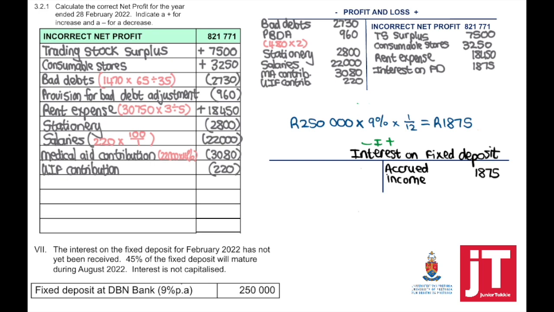This forms part of your trade and other receivables, which forms part of the assets section in your statement of financial position. That 45% of the fixed deposit which will mature does not form part of calculating the correct net profit. That will appear in your statement of financial position. Whatever will mature within the next 12 months must be taken out of your non-current assets and shown as part of your current assets in cash and cash equivalents.